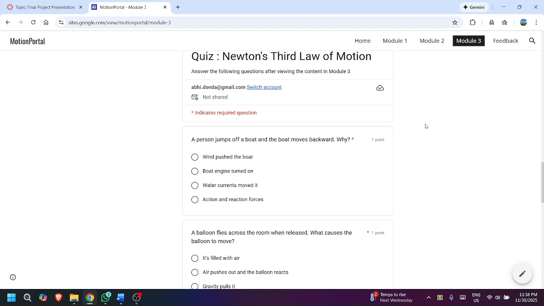And if the student answers them incorrectly, they can reattempt it again, and they can understand the law better.